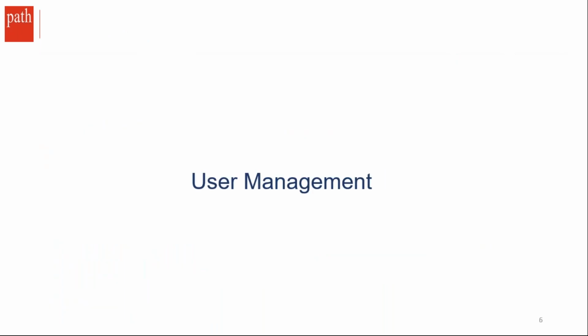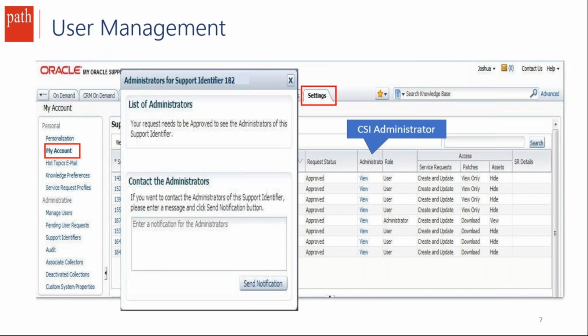Now moving to user management. In our experience, we have seen that people just create one user on MOS, but you can create as many users as you want. You can allocate different rights to different users. For example, a DBA might be given rights to raise SRs as well as download patches. On the other side, a functional user might be given rights only to search and learn from the knowledge base.